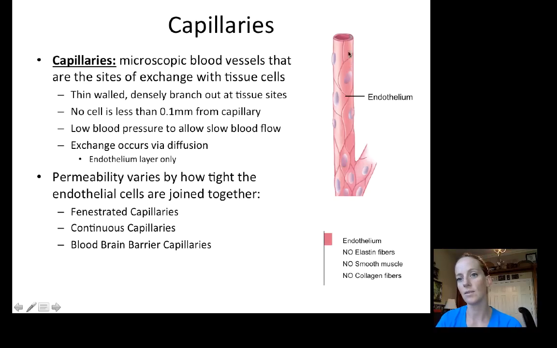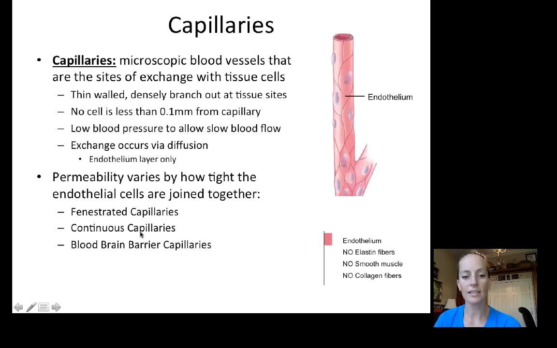So here are the endothelial cells forming a capillary. And based on this, we have different types of capillaries. Capillaries that are very open, that contain almost pore-like windows, are fenestrated capillaries. Fenestrated means windows. So they have large pores.